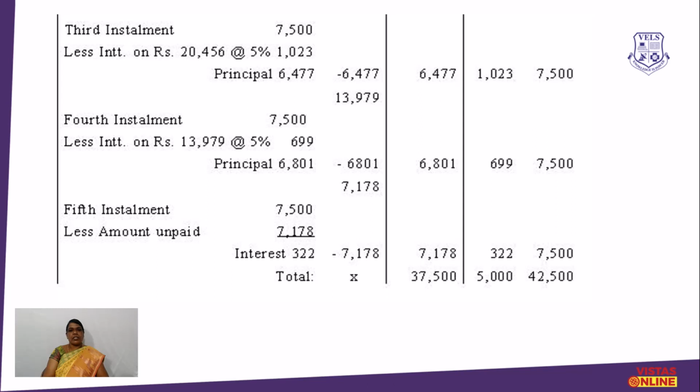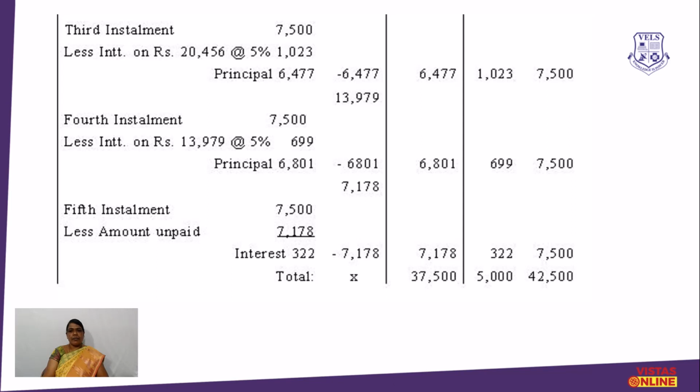So this 7,178 we will write in the principal amount column. The balance is 0. In the interest column, we should write the interest amount 322. Then in the total amount column, we will write 7,500. That is the installment. Now you put the total. In the first column, the balance is nil.